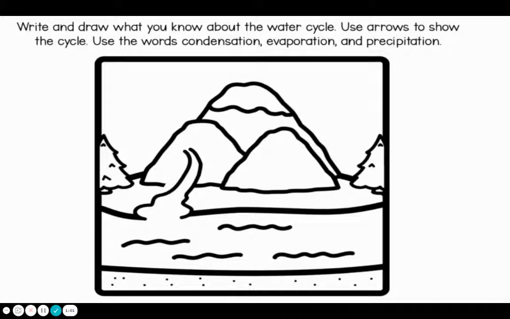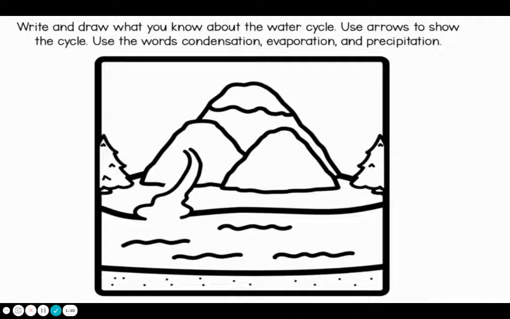On this page, the directions say, write and draw what you know about the water cycle. Use arrows to show the cycle. Use the words condensation, evaporation, and precipitation. So I'm going to walk you through the arrows that you need to draw and the words through the water cycle.